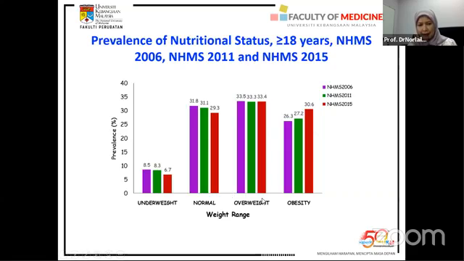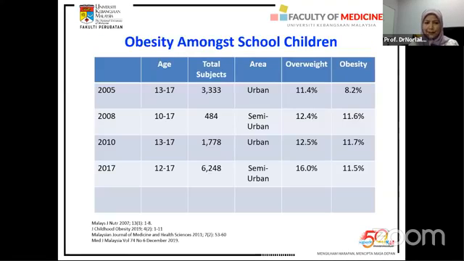This is another graph showing more information from when the National Health and Morbidity Survey was done 4 years later, in 2015. The red bar represents 2015. You can see that the prevalence of overweight did not change much compared to 2011, but the prevalence of obesity increased further to 30.6%.